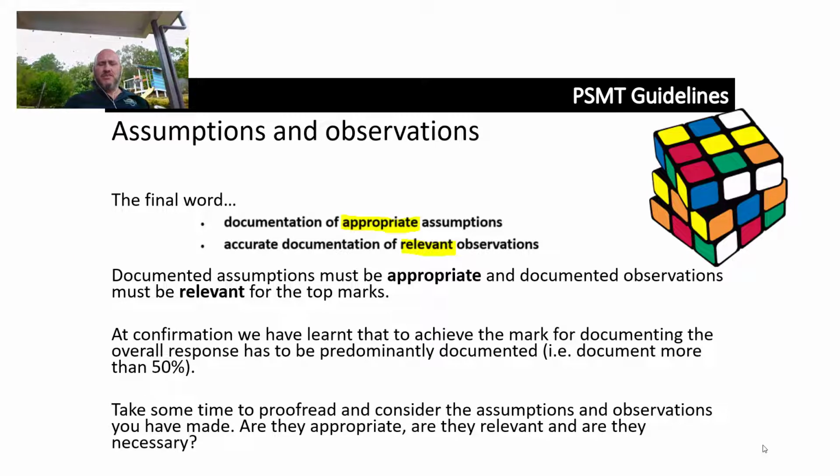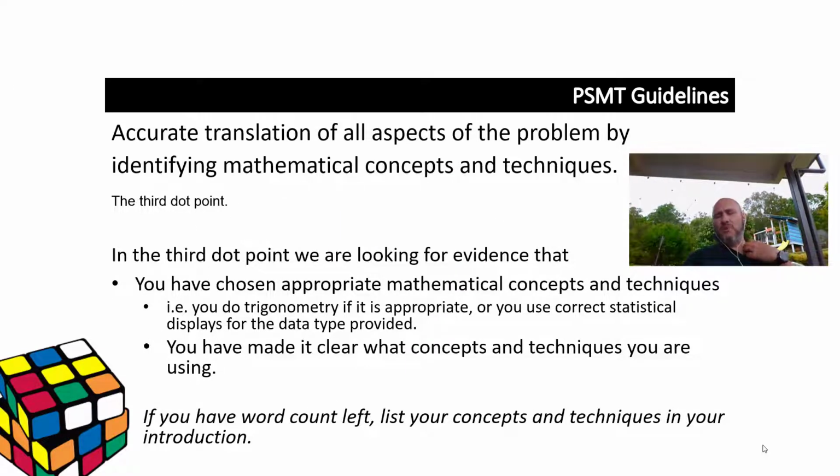Take some time to proofread and consider the assumptions and observations you've made. Are they appropriate? Are they relevant? And are they necessary? The third dot point of the Formulate criteria is accurate translation of all aspects of the problem by identifying mathematical concepts and techniques. So in this third dot point, it's pretty simple to cover. You just need to make sure you do. Before you get onto the solve section, you need to have identified how you plan to actually solve the task. And this should be part of your Formulate. So how are you going to do it? And that will be part of identifying the mathematical concepts and techniques.